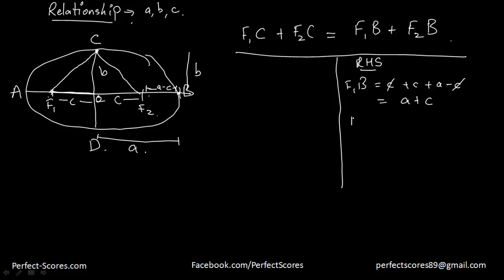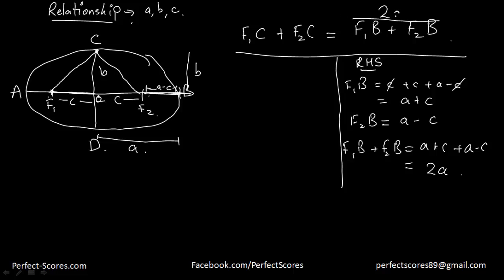And what about F2B? F2B is actually equal to A minus C. So F1B plus F2B would be equal to A plus C plus A minus C, which is actually equal to 2 times A. So this over here is equal to 2 times A.